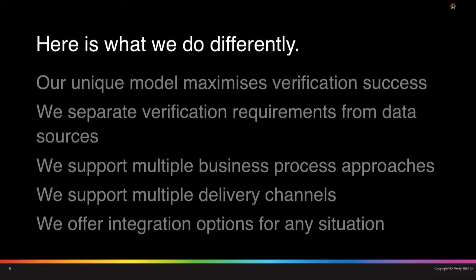First of all, we introduced a cyclical verification model. This allows you to collect the minimum amount of data necessary to achieve a verification, but still maximises the chances of verification success. The second thing we did was separate the data to be verified from the data source itself. This allowed us to create a flexible rules engine, which means it's quite easy for us to update or add additional data sources.